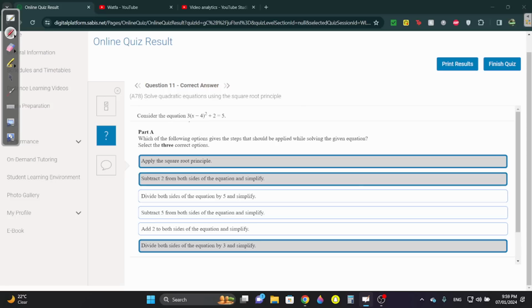This one: consider the equation 3 times (x minus 4) squared plus 2 equals 5. They're asking what the steps to solve are. So just solve. The first thing is take 2 to the other side, so subtract 2. That's the first thing. And simplify. I'll show you now what they mean by simplify.